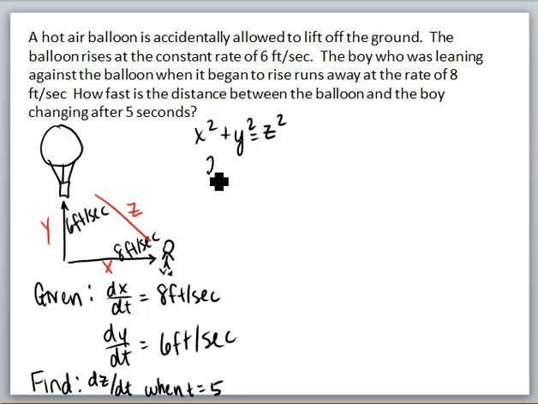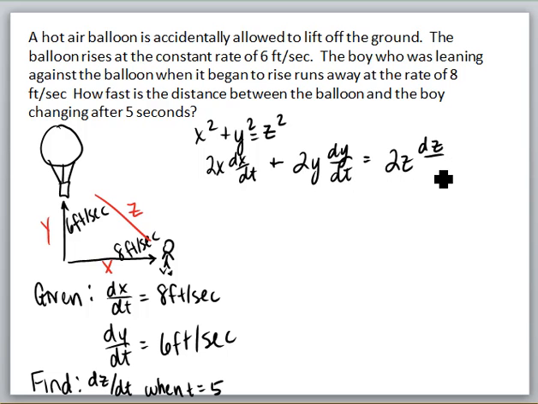So taking the derivative of this, I have 2x dx over dt plus 2y dy over dt equals 2z dz over dt. And I'm going to divide everything by 2, so that gets rid of those 2's out in front, and I don't need to worry about those anymore.